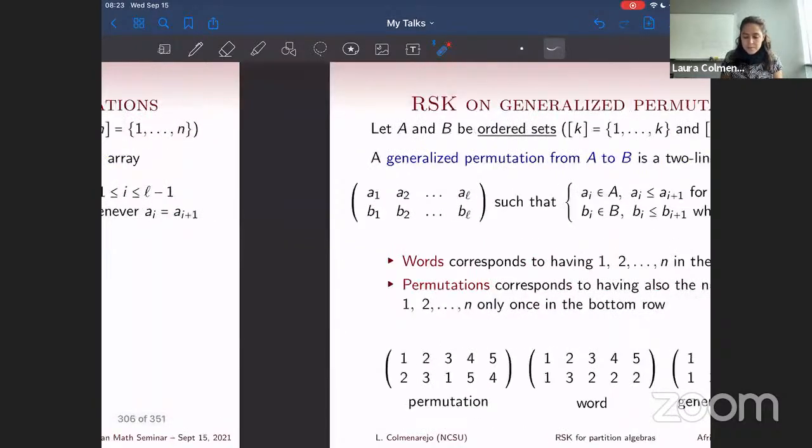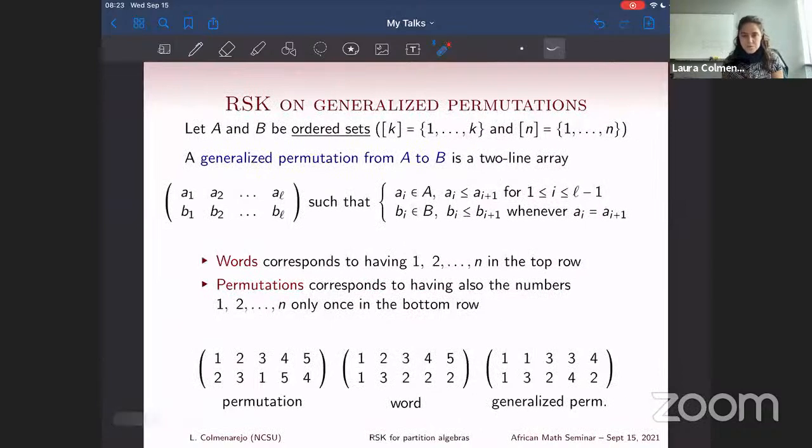So let me give you an example of generalized permutations. I also want to mention that both words and permutations are particular cases of this. If I have a permutation and I write it in 2-line notation, as I have here, I have the numbers 1 up to 5 on top, and then I describe my permutation below. So in this case, both rows are going to have all the numbers 1 up to 5. Now, if I look at a word, I have my word, which we usually denote like this. So I'm putting a row on top of it with the numbers 1 up to 5 in this case.